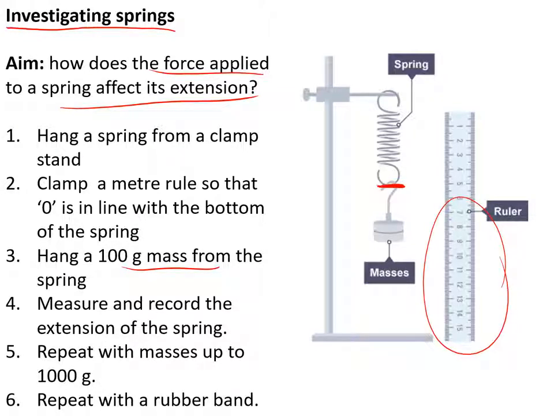Then we repeated that, adding masses all the way up to 1,000 grams, again recording the extension each time. And they repeated that with a range of different springs of different strengths, and maybe with a rubber band as well. And we found that with different springs, the same force led to different amounts of extension.